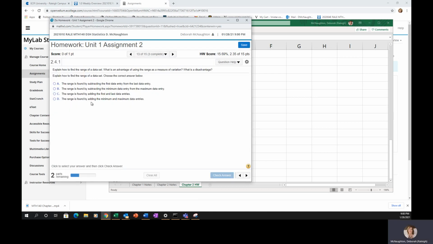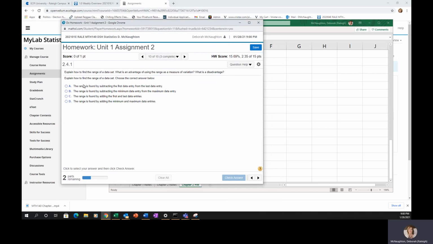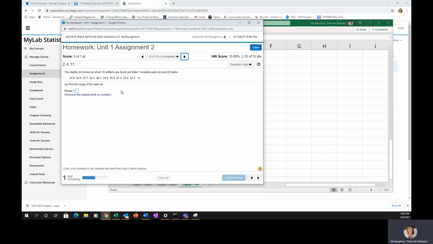Okay, only a couple questions left. All right. I think we also did 2.4. This is the variance. All right. So I'm going to skip this one because this one is about the range, which is easy to calculate. It's just the maximum minus the minimum. We're going to do this one.